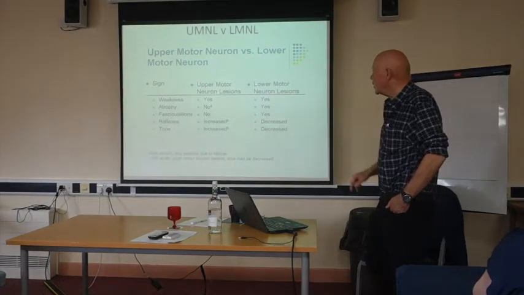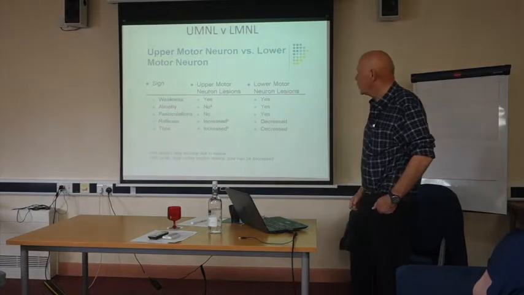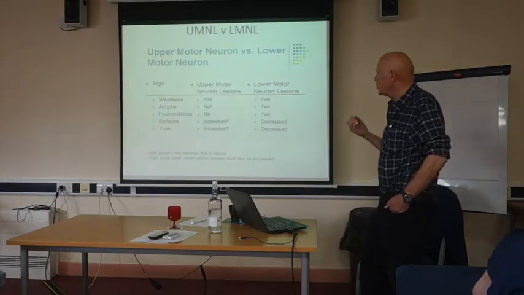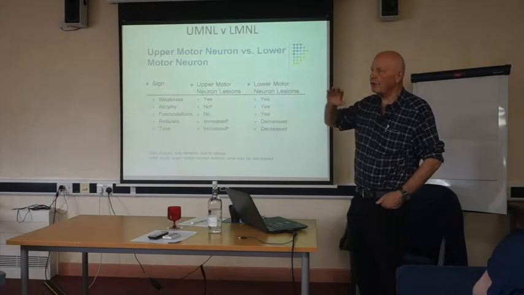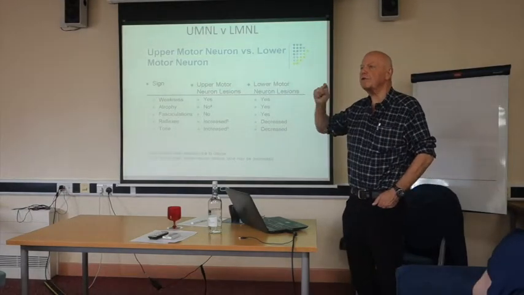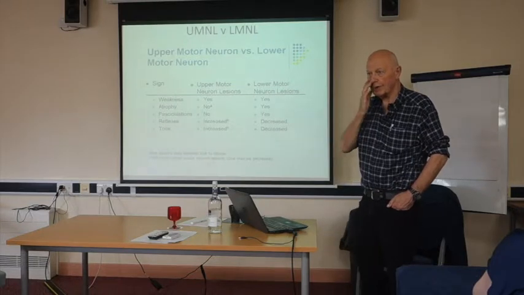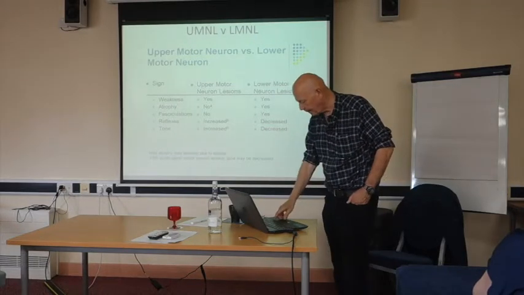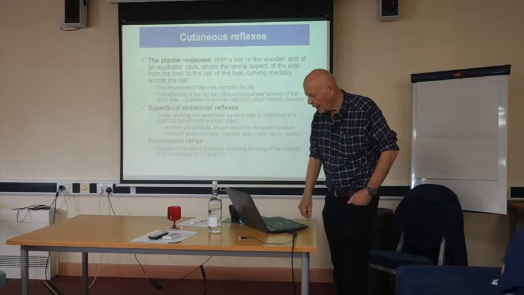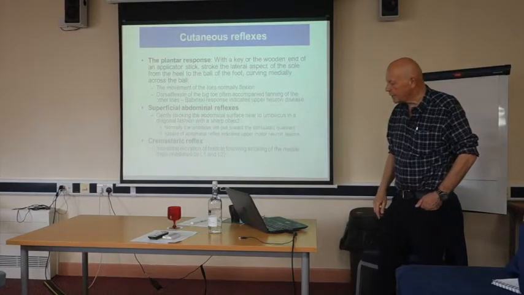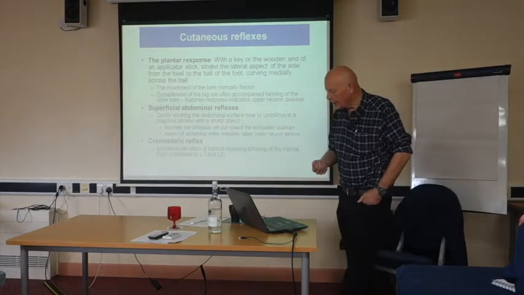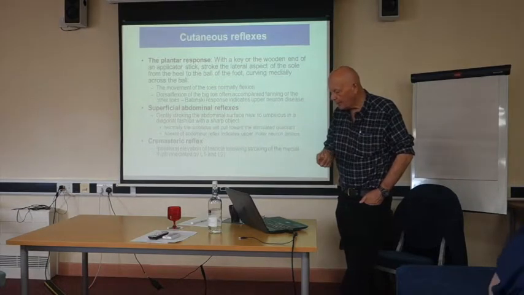There are a few variations, like with an upper motor neuron lesion, you might get some atrophy due to the fact that the muscle has been disused, but that tends to come over a period of time, not fairly quickly like you would with a lower motor neuron.